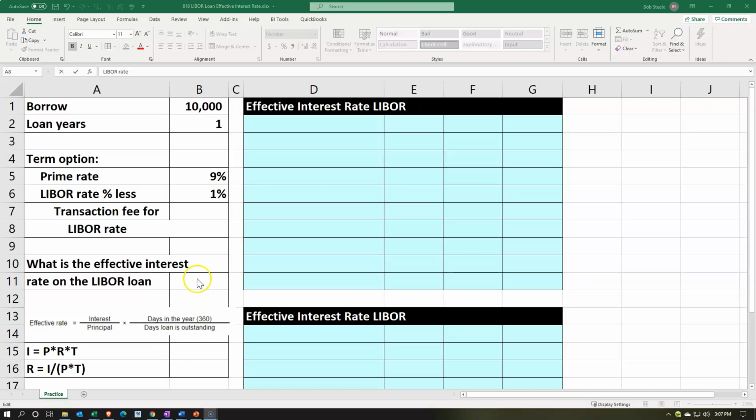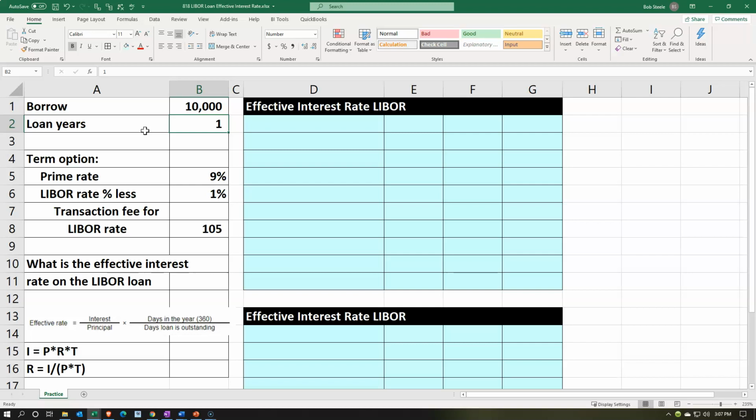Here we are in Excel. We have our information on the left-hand side. We're going to put that into our worksheet into the blue area on the right-hand side. This is going to be our scenario. We have the borrowing, so we're considering borrowing $10,000. We're going to be borrowing for exactly 1 year, so we'll think about borrowing $10,000 for 1 year.